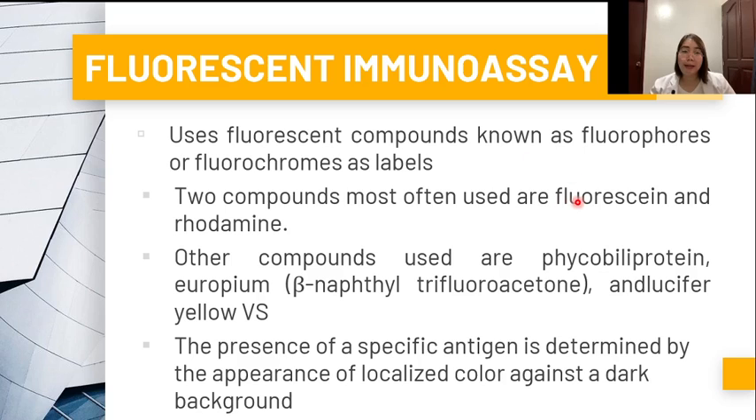Okay, so ano nga yung pinaka-common na ginagamit natin? We have fluorescein and rhodamine. So these two compounds are most often used, and usually in the form of isothiocyanates, because these can be readily coupled with an antigen or antibody. So your fluorescein isothiocyanate absorbs maximally at 490 to 495 nanometers and emits a green color at 520 nanometers. It has a high intensity and good photostability and high emission yield.